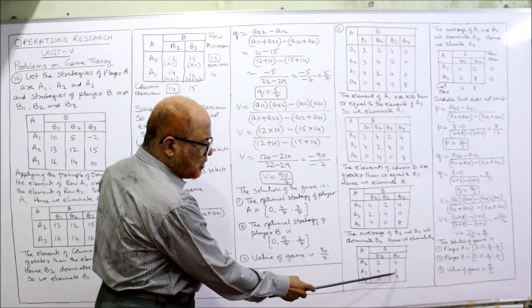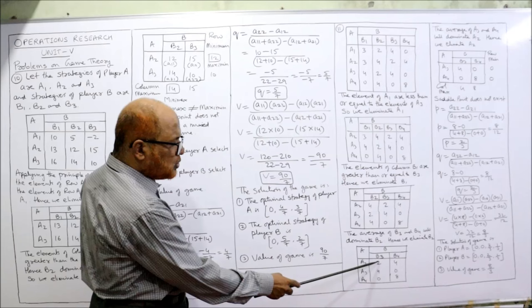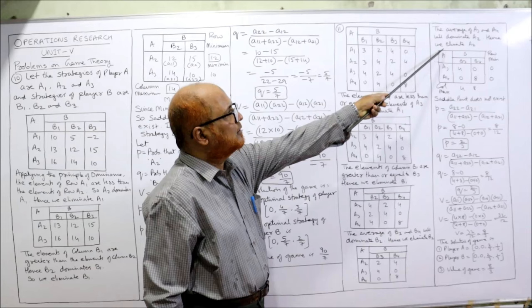The average of A3 and A4 will dominate A2, because A2 values are 2 and 4. Here also 2 average, here also 4 average. The average of A3 and A4 is dominating A2, so A2 can be eliminated. So A2 gone. So finally we have A3, A4, B3, B4.